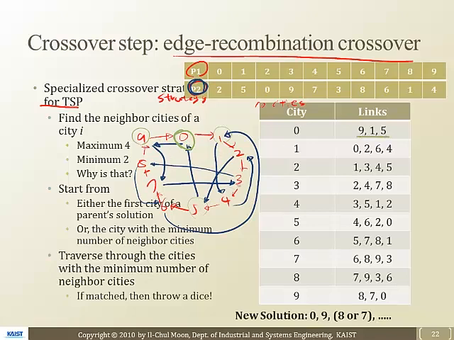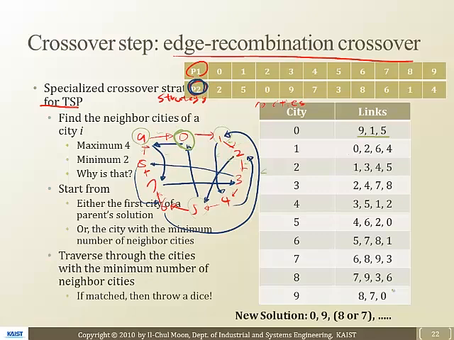And city 1 has neighbors of 0, 2, 4, and 6. And city 2 has 1, 3, 5, and 4. So we keep doing that until we hit city 9. City 9 has 8, 7, 0.